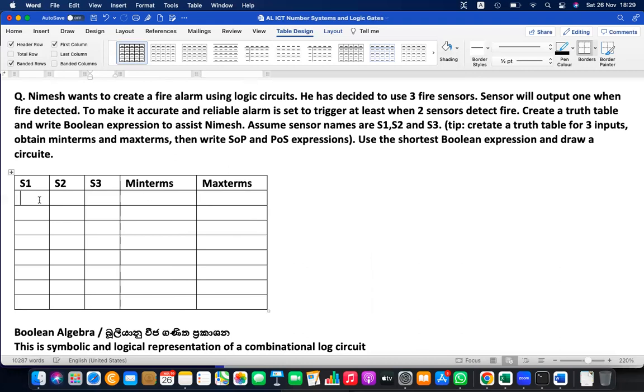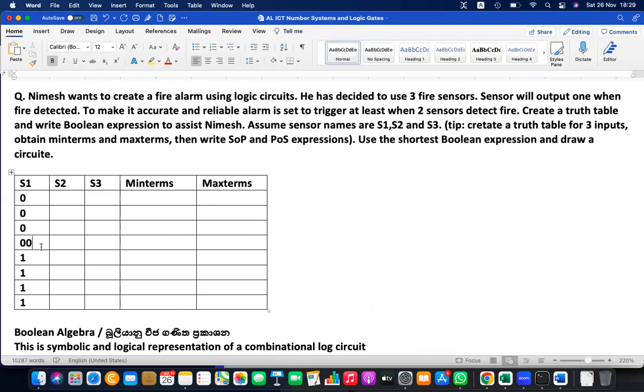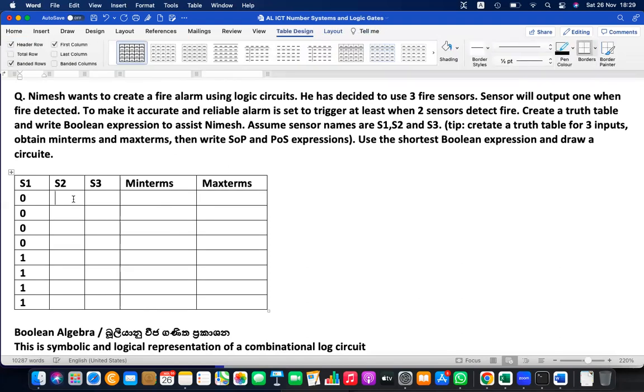So here you can write down the pattern: 0, 0, 0, 0, then 1, 1, 1, 1. The second column you can write 0, 0, 1, 1, 0, 0, 1, 1. Here in the third one you can write 0, 1, 0, 1, 0, 1, 0, 1.